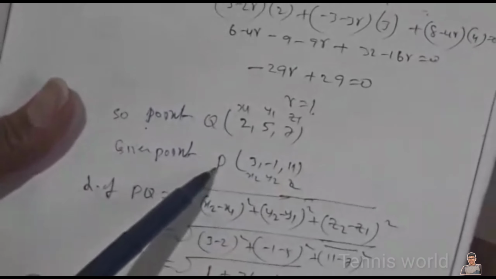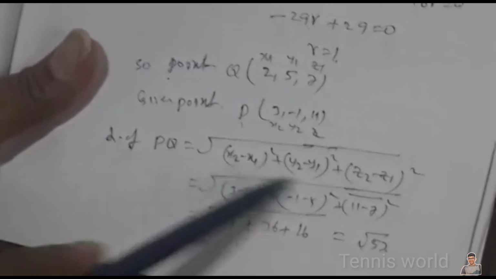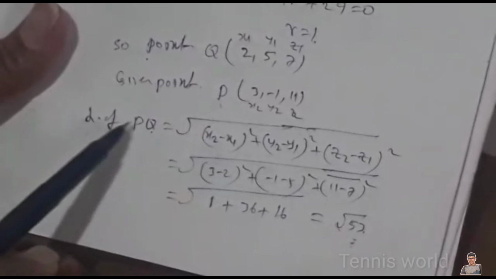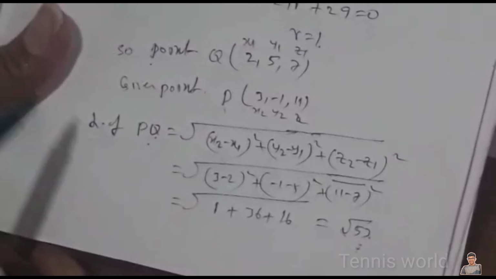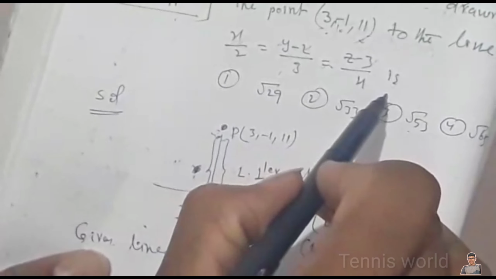This is the given point P. Then you find the distance between P and Q with the help of the distance formula. So I got the answer root 53. This is the value of the length of PQ. The length of PQ is nothing but the perpendicular distance from the given point P to the given line. So this is the answer. Our option is the third option. The third option is the correct option.